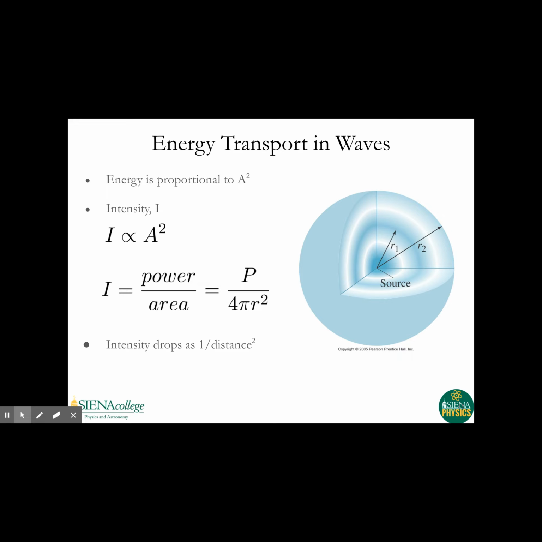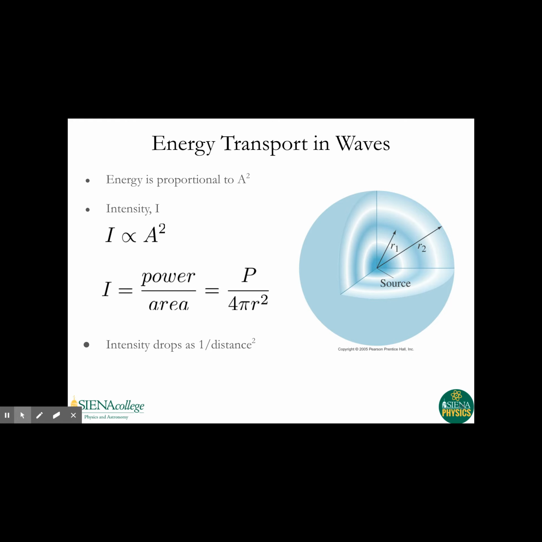And so if energy is dependent on our amplitude, then intensity is proportional to amplitude squared. Intensity, remember, is power over area, and so we have power over 4 pi r squared. Just remember that when we're talking about area here, the capital A represents the amplitude of our wave. A lot of times we represent area with a capital A, but in this case we're not. We're just saying the amplitude of the wave is capital A.